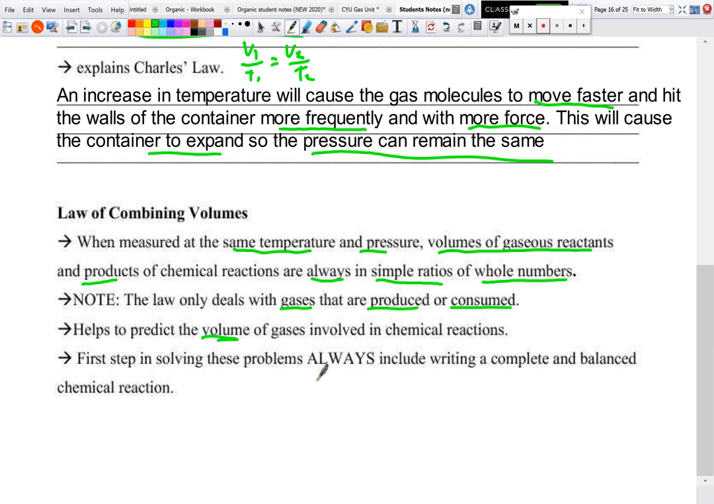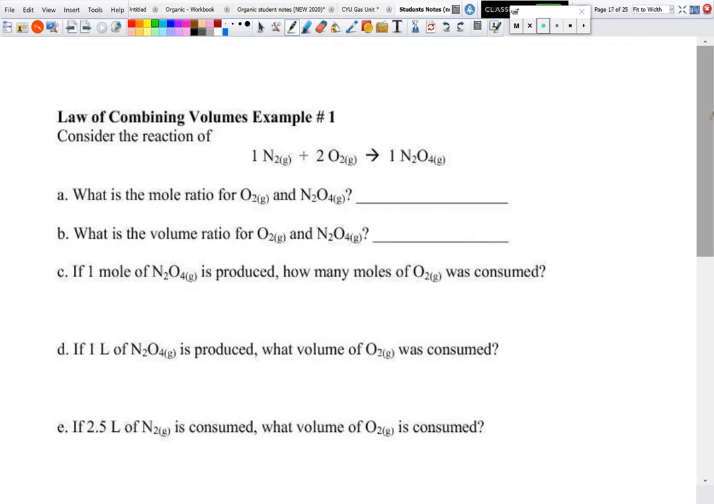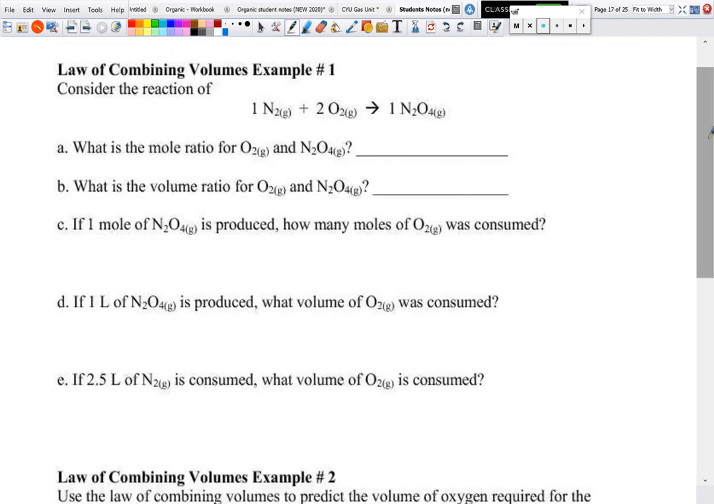Our first step is always writing out our complete balanced chemical reaction. Back in, I guess, almost February now, or even January when we first started KMT, we looked at the five different types of chemical reactions. These are going to come back again because we will need to be refamiliarized with them. So we're going to go through our first example here. Law of combining volumes, example 1. We're going to consider this reaction of nitrogen plus oxygen produces dinitrogen tetroxide.